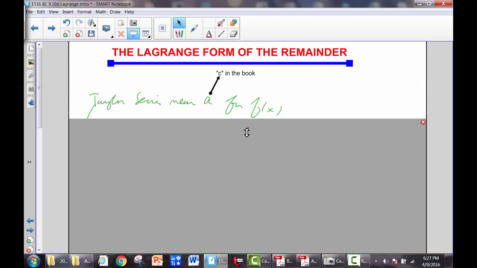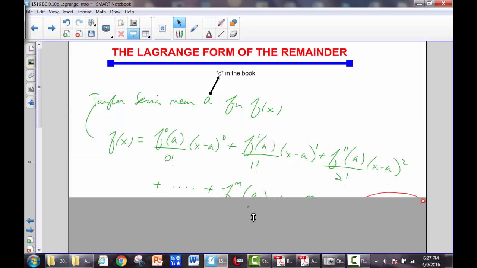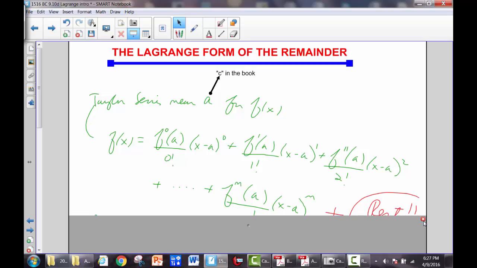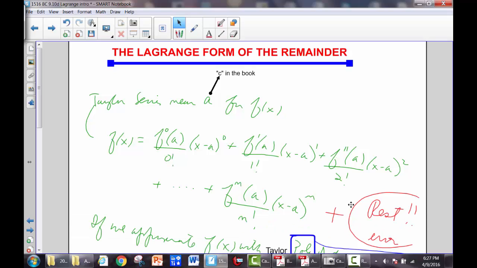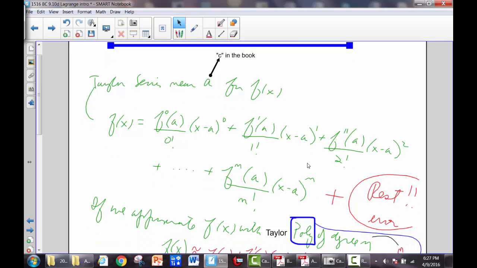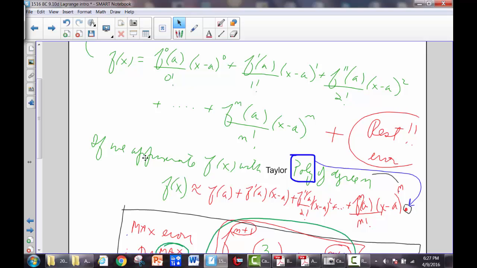So you have a Taylor series near a for f of x. The book calls it c instead of a. We know that Taylor series, okay? That's nothing new. Now what happens though is this is the first n plus 1 terms because you're starting at 0. But then there's the rest of them because it is an infinite series. So if we approximate f of x with the Taylor polynomial of degree n, then f of x is approximately equal to, and you'll stop at n, okay?